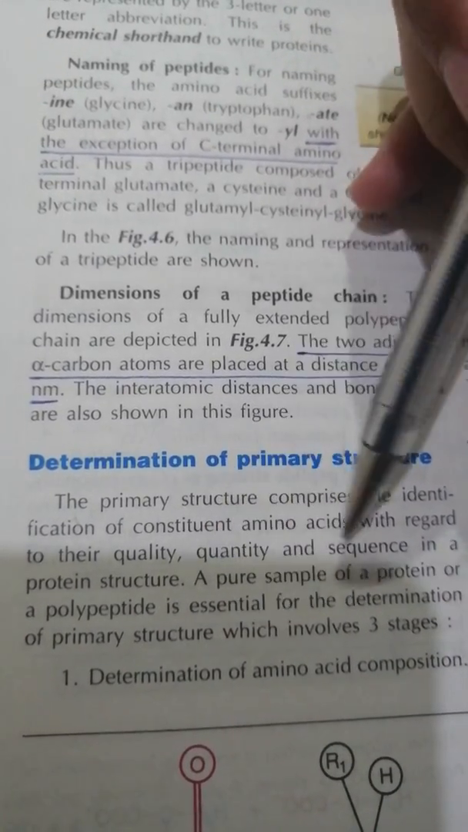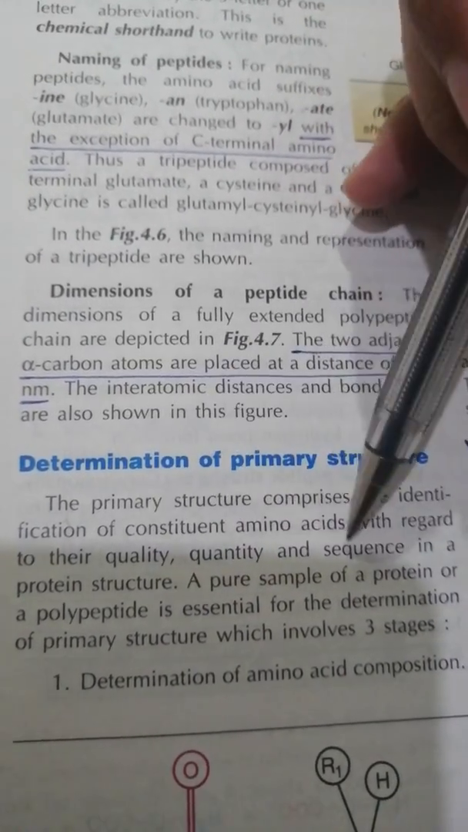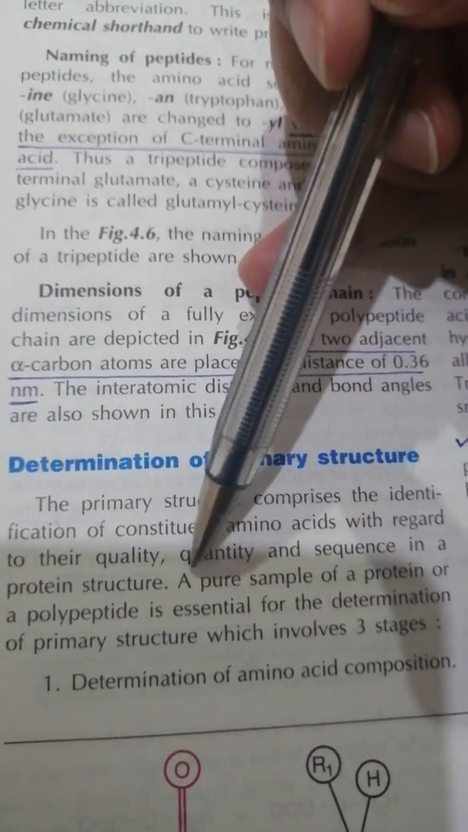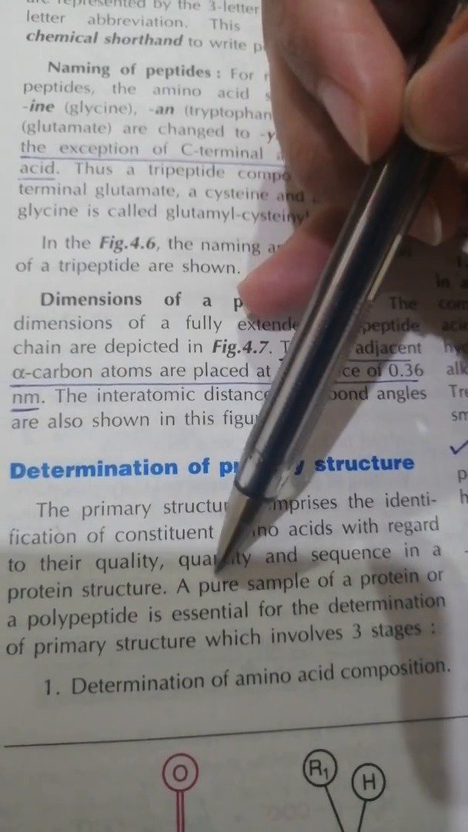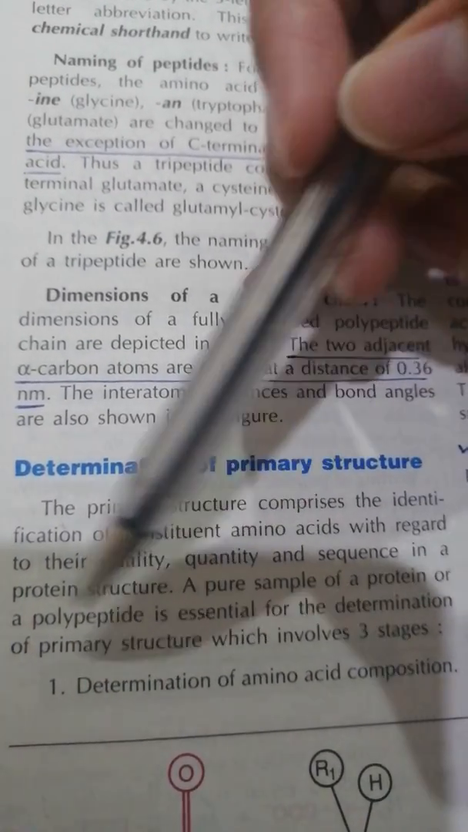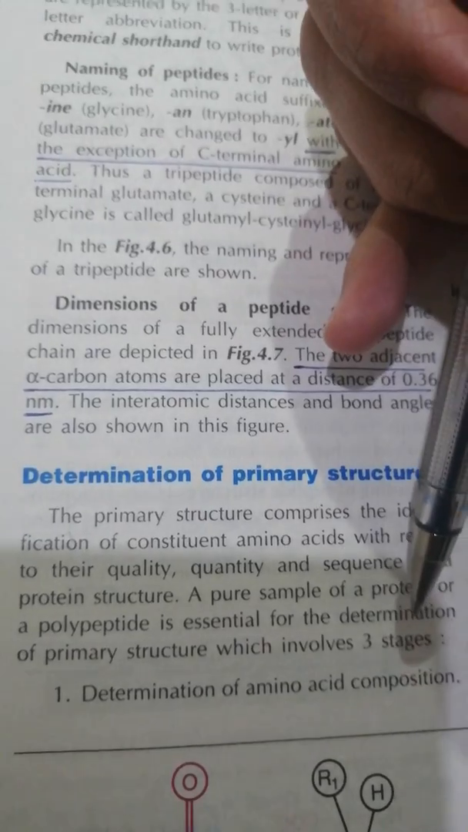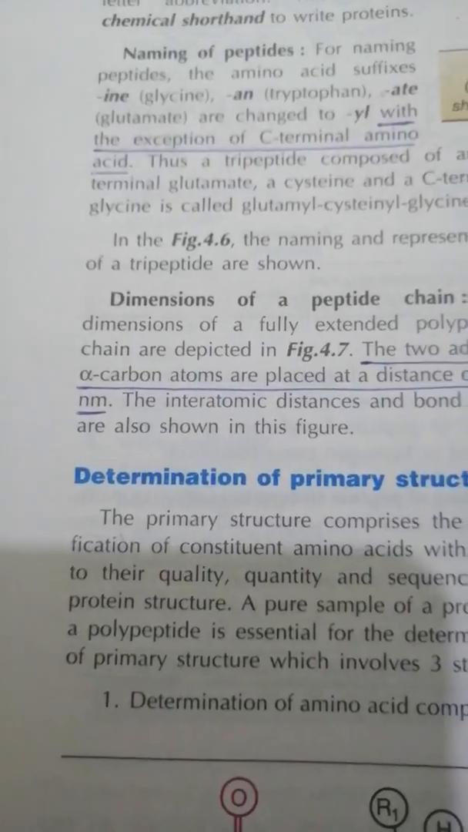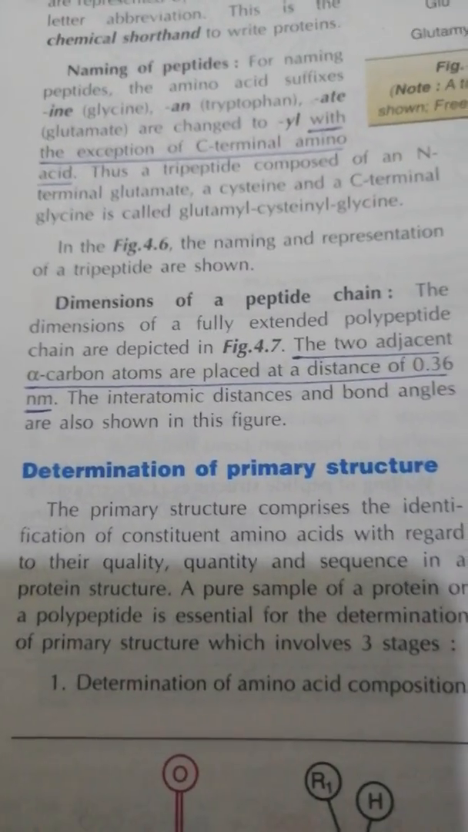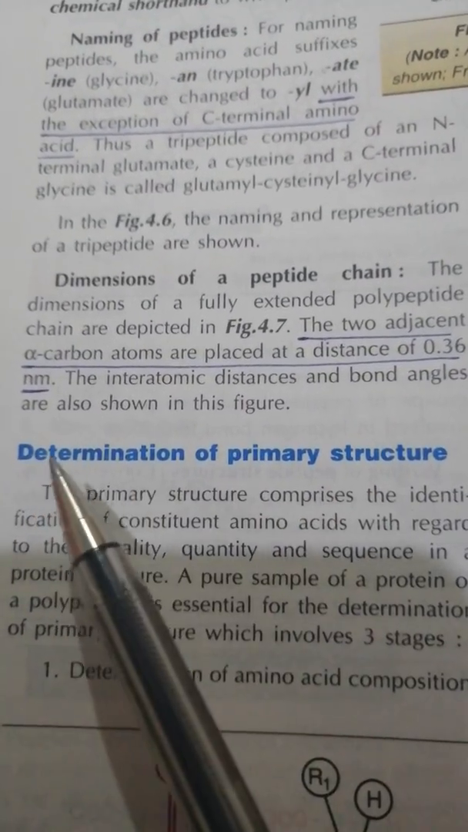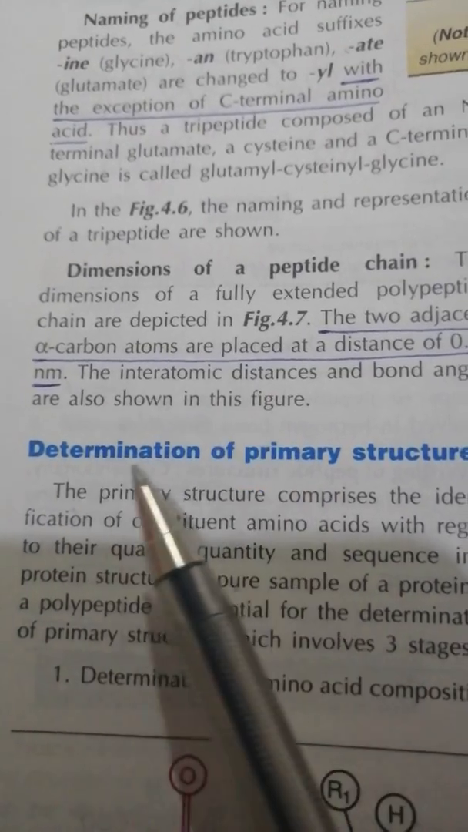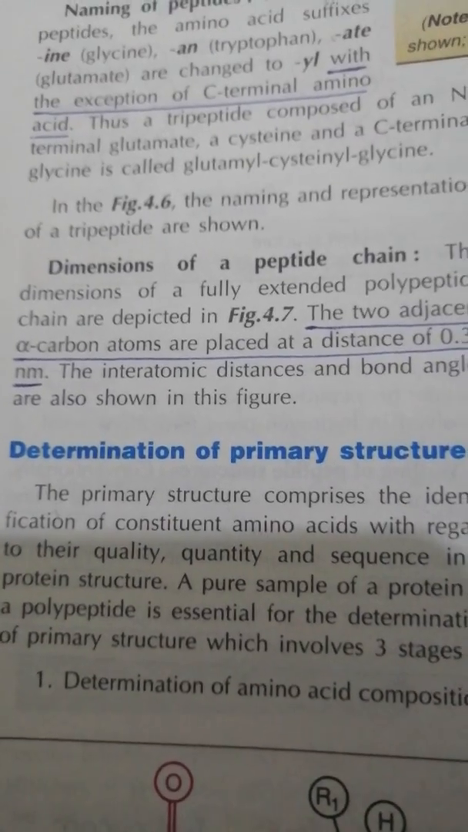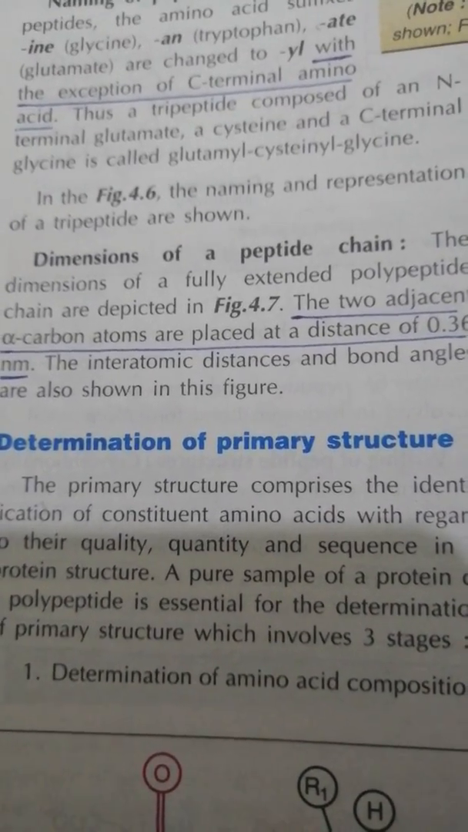Quantity is how many of them we have, and the sequence and the quality have to do with which one they are. Now this is a requirement and can come in an MCQ. A pure sample of a protein or a polypeptide is essential for this determination, which involves a total of 3 steps. And if you have an SCQ in which they ask you to write down how a biochemist or you would determine the primary structure of a protein, firstly you're going to have to write 3 primary steps before giving the details.